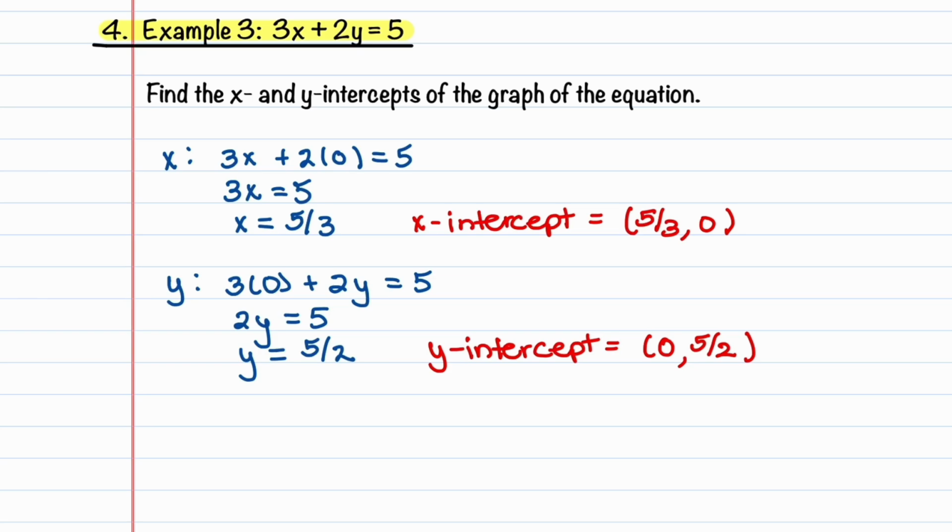And that's it. Let's quickly recap what we learned. To find the x-intercept, you're going to set y equal to 0, and then to find the y-intercept, you just set x equal to 0.